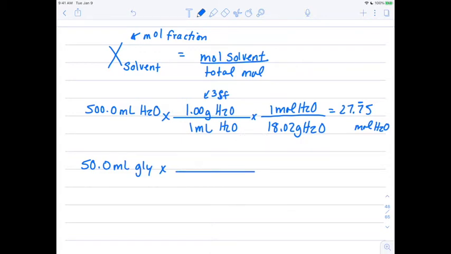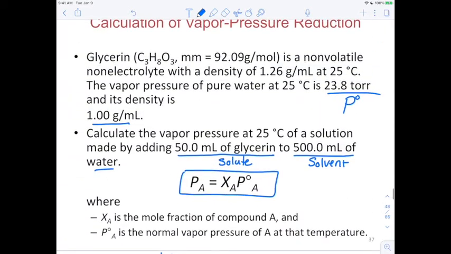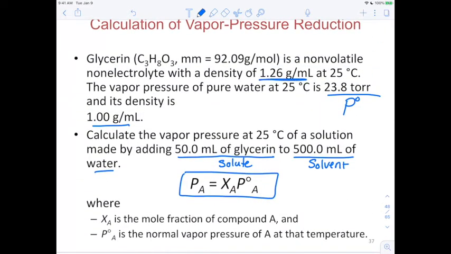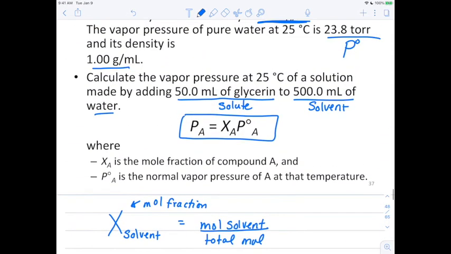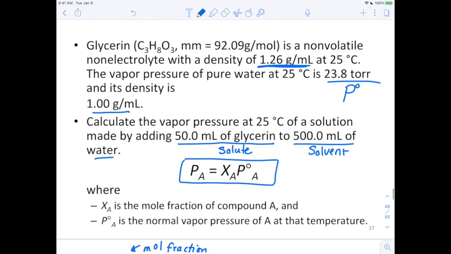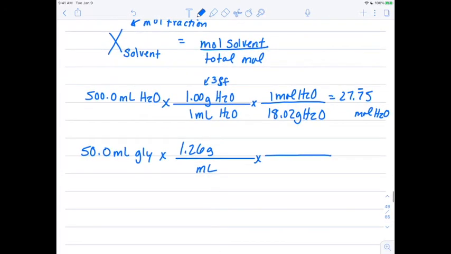All right, so next up we need our density. And our density is given right over here, 1.26 grams per milliliter. And finally, we're going to need our molar mass. And our molar mass was given right over here, 92.09. And all of this is for glycerin, which I am abbreviating GLY.